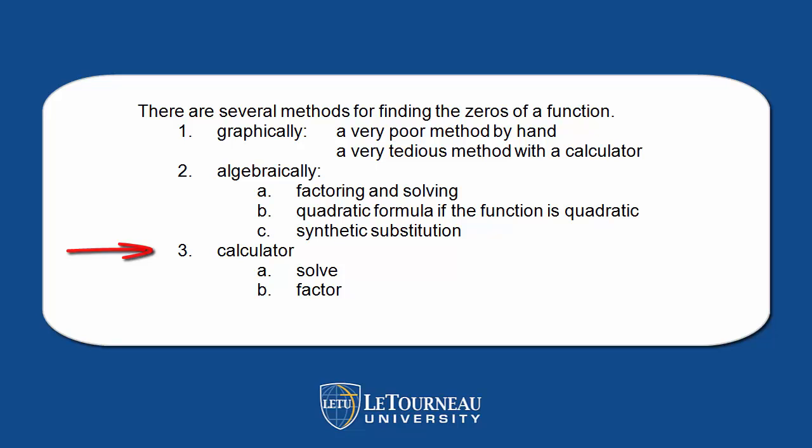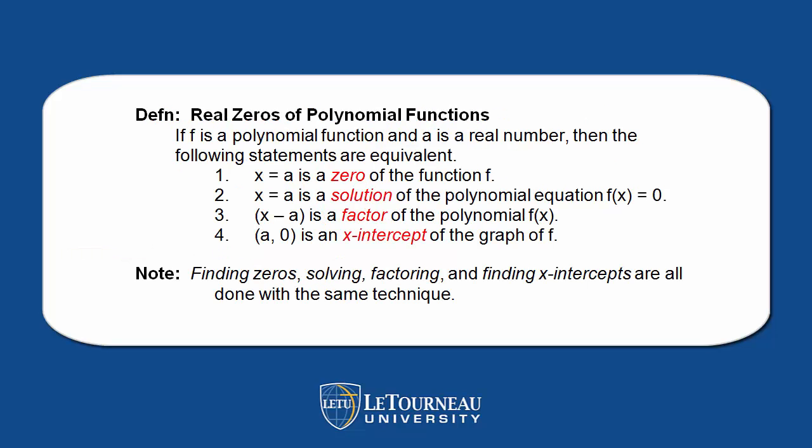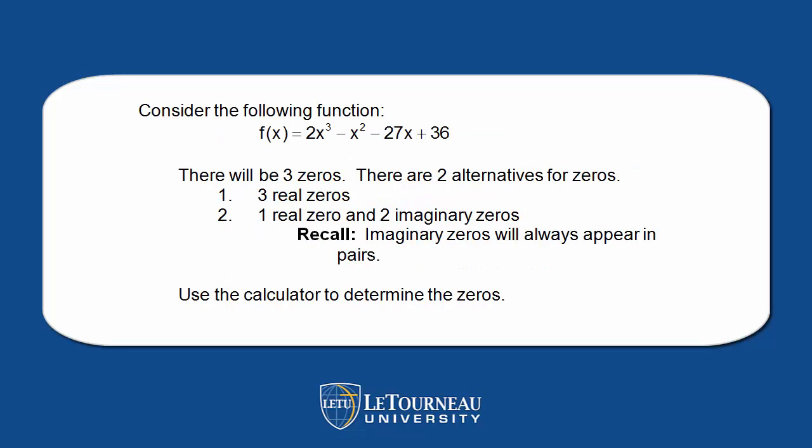Calculator's always nice. For the real zeros of a polynomial function, x equals a is a zero of the function f. x equals a is a solution of the equation. x minus a is a factor, and the ordered pair (a, 0) is an x-intercept. All of these are going to be done with the same technique.